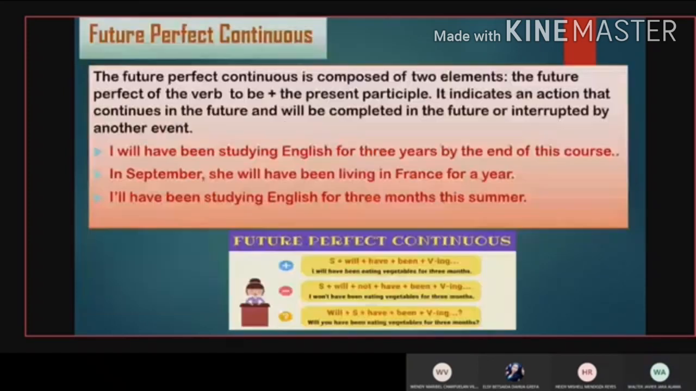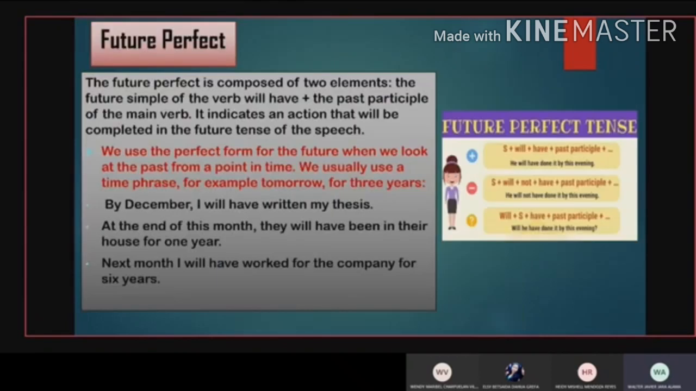Future perfect. The future perfect is composed of two elements: the future simple of the verb "will have" plus the past participle of the main verb. It indicates an action that will be completed in the future.